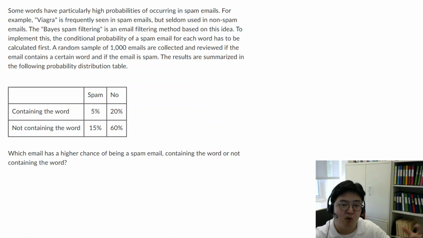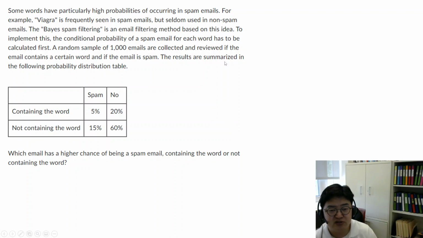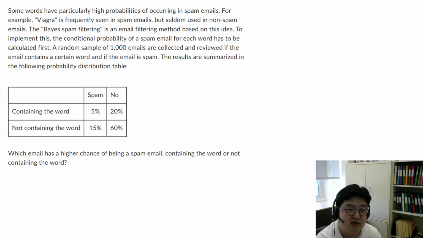Of course there are more alert words, and if there are a certain number of alerts, then the email is considered as spam, filtered as spam, something like that. To implement this, the conditional probability of a spam email for each word has to be calculated first. So given a word, for example Viagra, what is the probability of being a spam email if the email contains this word?